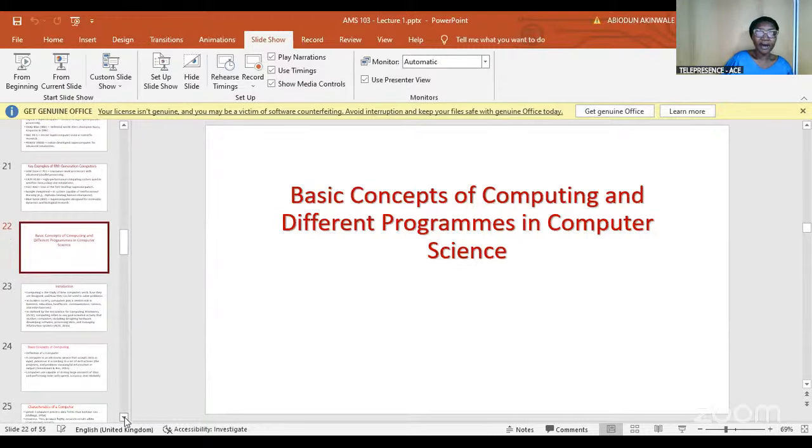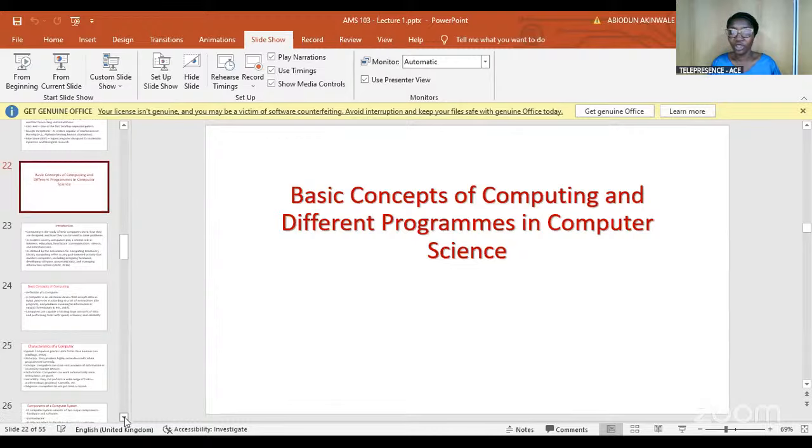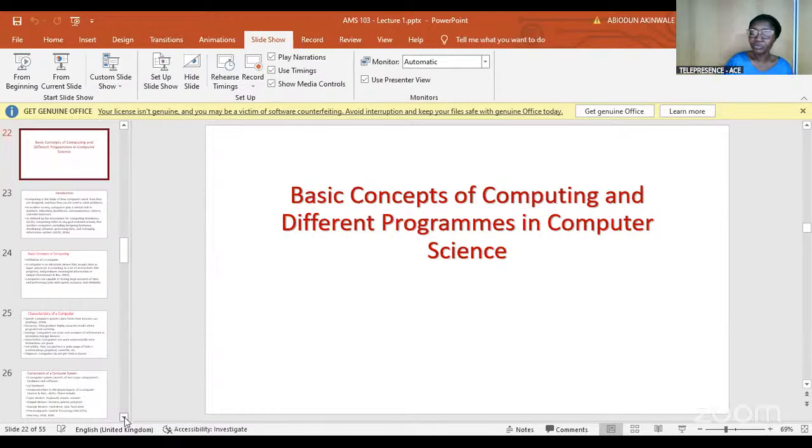Okay. Now, a short break before we move to the second aspect of our lecture today, which focuses on basic concepts of computing and different programs in computer science. Let me see if I have the code so that we can take attendance at this point.